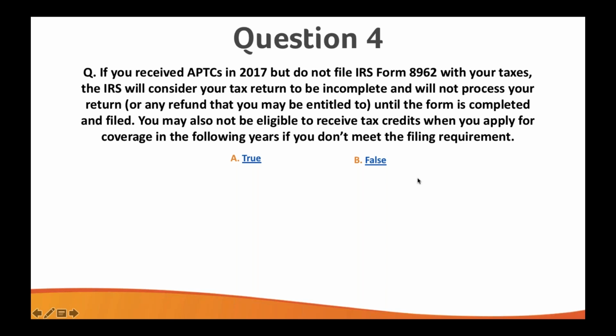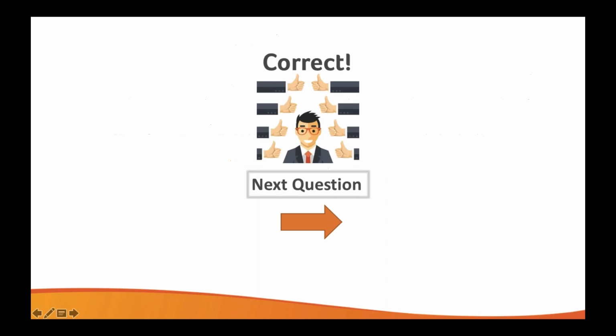Okay, question number 4. If you received an APTC in 2017 but did not file your IRS Form 8962 with your taxes, the IRS will consider your tax return to be incomplete, will not process your return or any refund that you may be entitled to until the form is completed and filed. You may also not be eligible to receive tax credits when you apply for your coverage in the following years if you don't meet the filing requirement. A, true, B, false. We have 3 people saying A. We have 1 person saying A plus. All right, let's see. We got B. Yeah. A. Yeah.